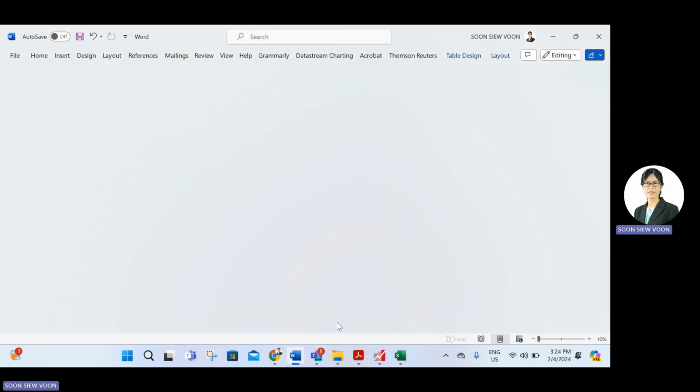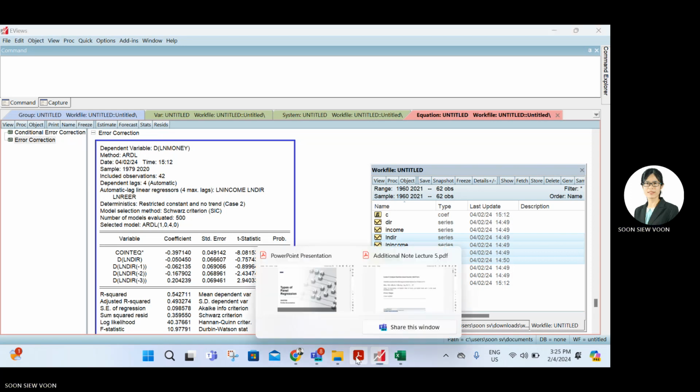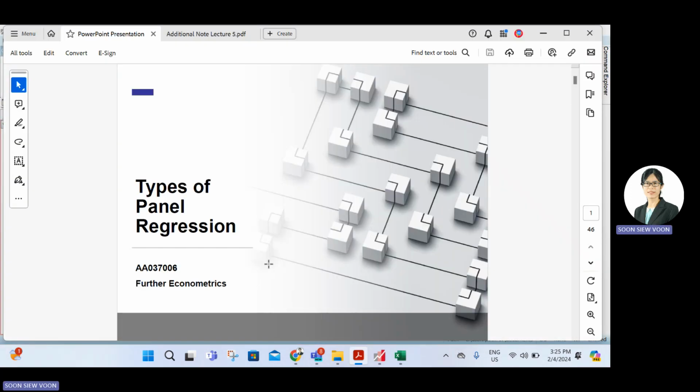Okay. So now I would like to move to another topic for today, which is the types of panel regression, including the pooled OLS. If we have time, I will proceed to the fixed effect estimation. Okay, so let's look at lecture 5, and also another one.